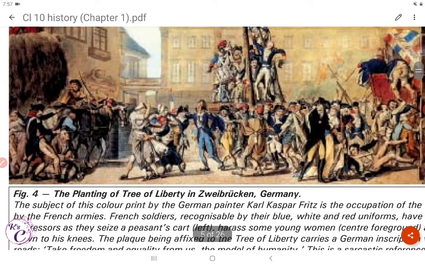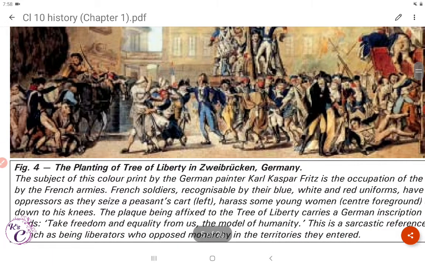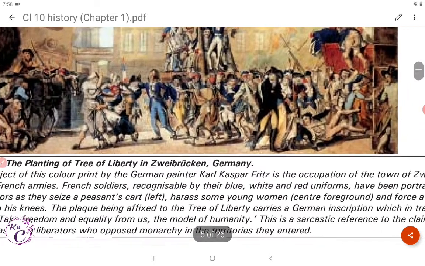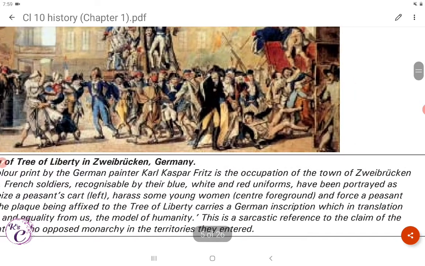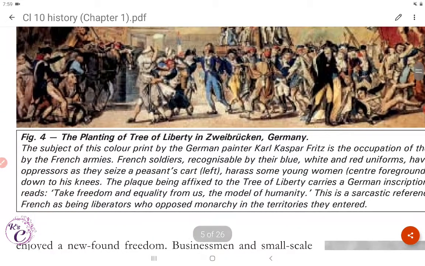We have a figure here, Figure 4. The planting of Tree of Liberty in Zweibrücken, Germany. The subject of this color print by the German painter Karl Caspar Fritz is the occupation of the town of Zweibrücken by the French armies.